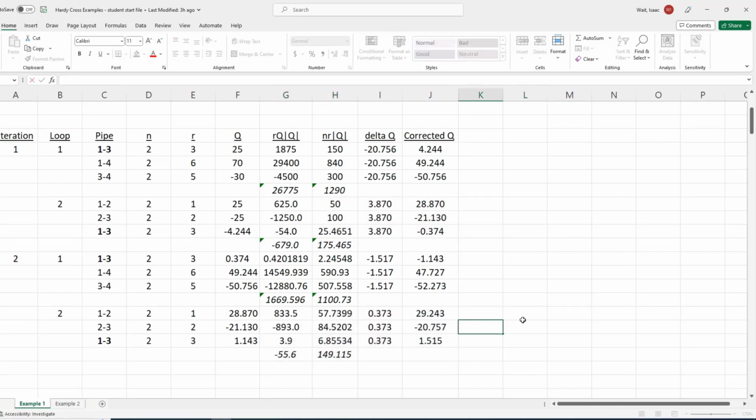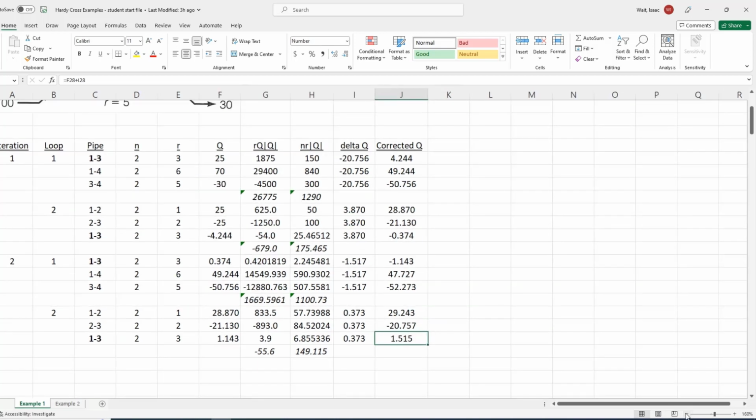All right. So look at pipe 1-2. Well, we started off by saying it's 25. After correction, well, it's 28.8. Now we're saying it's 29. It's not changing a lot. It's stabilizing. We're getting pretty close to convergence. But some of the pipes are still having some change, 1.1 to 1.5.